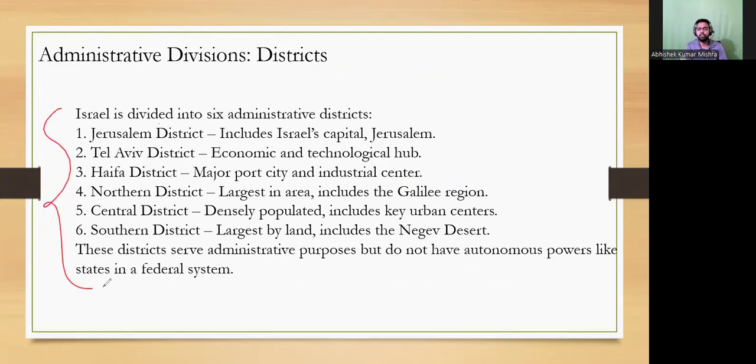There does not have any autonomous power at all like other federal systems. So there is Jerusalem, Tel Aviv, Haifa, Northern District, Central District, and Southern Districts.